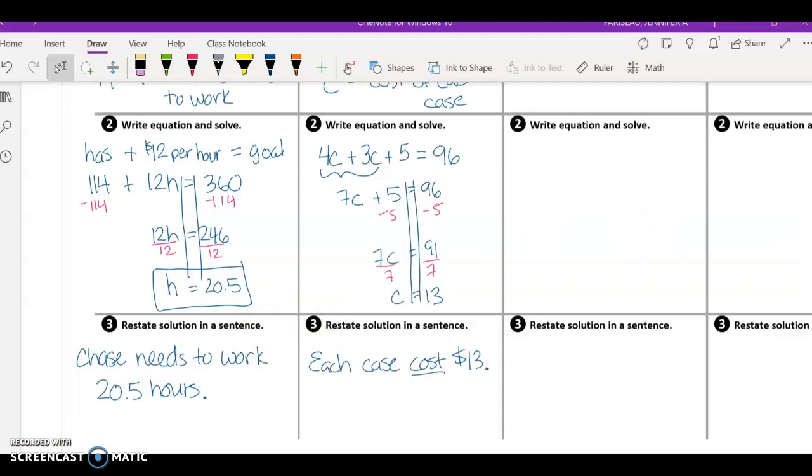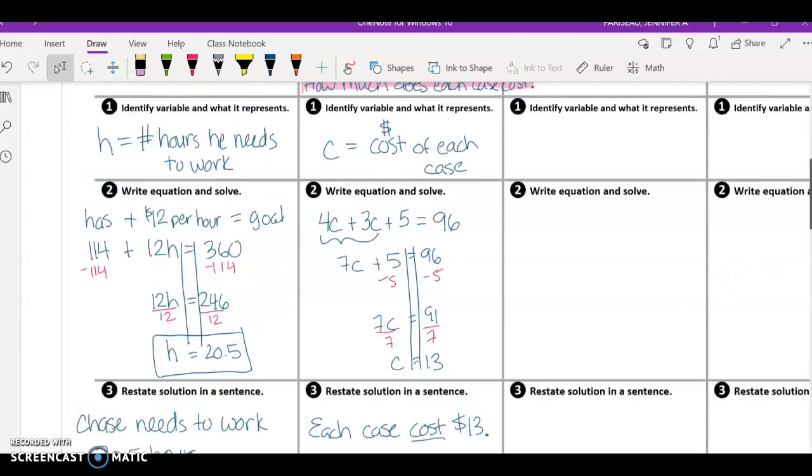All right. Take a look, see how you did. Now in this particular one, it's very important to make sure you're restating it, because here again, we might forget that what C stood for is actually the cost of each case, not the number of cases. We already know how many cases he bought. It was 7. So each case costs $13. All right. Let's go on to number 3.